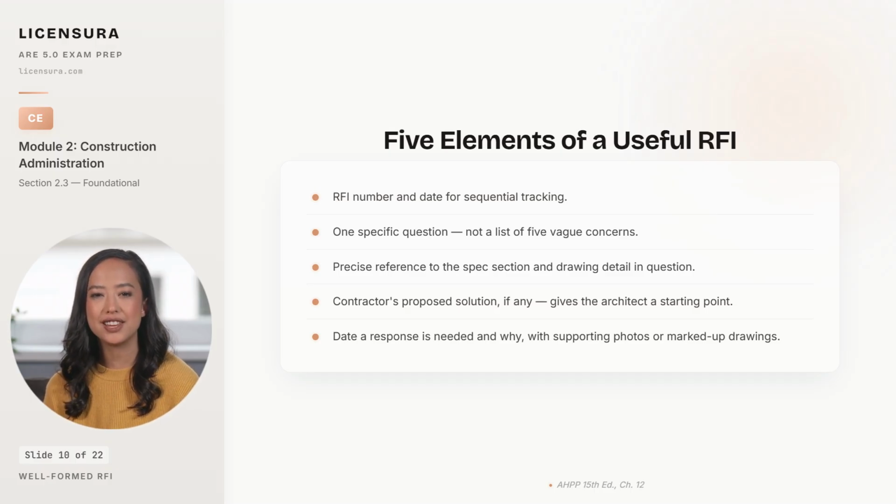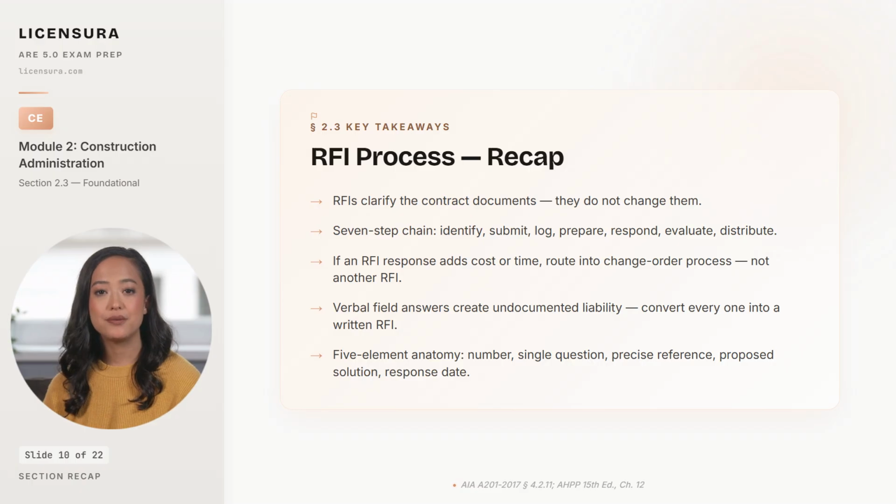Pulling the process and the anatomy together leaves one rule that protects the architect from the verbal answer trap. 5 takeaways from the RFI process. RFIs exist to clarify the existing contract documents. They never modify the documents. And when a response would add cost or time, the matter routes into the change order process instead.